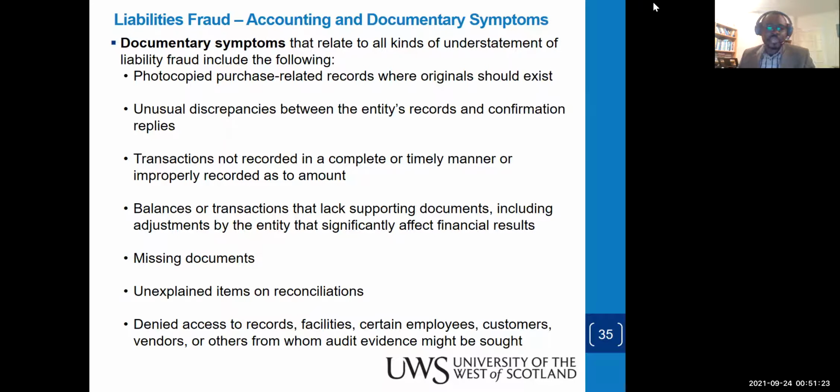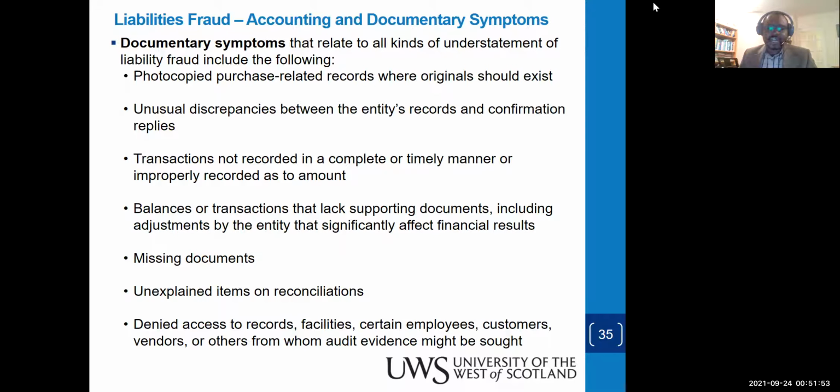Also, with the documentary evidence, we should look at all kinds of understatements of liability fraud, by looking at whether they have the originals of the purchases or they are just giving you photocopies. Question photocopies. Look for the originals. Can you see any unusual discrepancies between the company's records and confirmation replies from suppliers or even from customers?